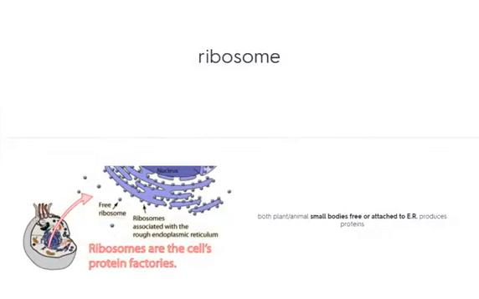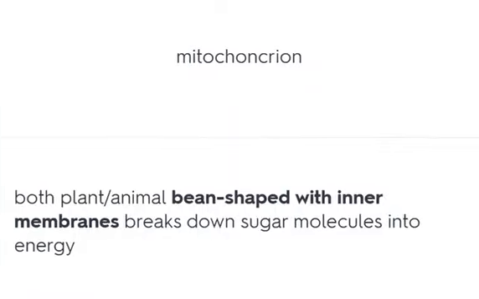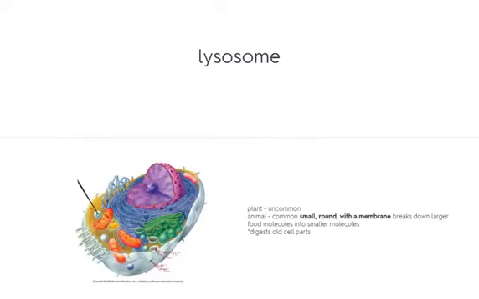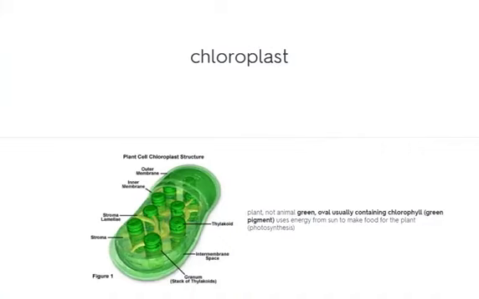Ribosome, both plant and animal. Small bodies free or attached to ER, produces proteins. Mitochondrion, both plant and animal. Bean shaped with inner membranes, breaks down sugar molecules into energy. Vacuole, plant, few, large. Animal, small fluid-filled sacs, store food, water, waste. Lysosome, plant, uncommon. Animal, common, small, round, with a membrane, breaks down larger food molecules into smaller molecules, digests old cell parts. Chloroplast, plant, not animal. Green, oval, usually containing chlorophyll, uses energy from sun to make food for the plant.